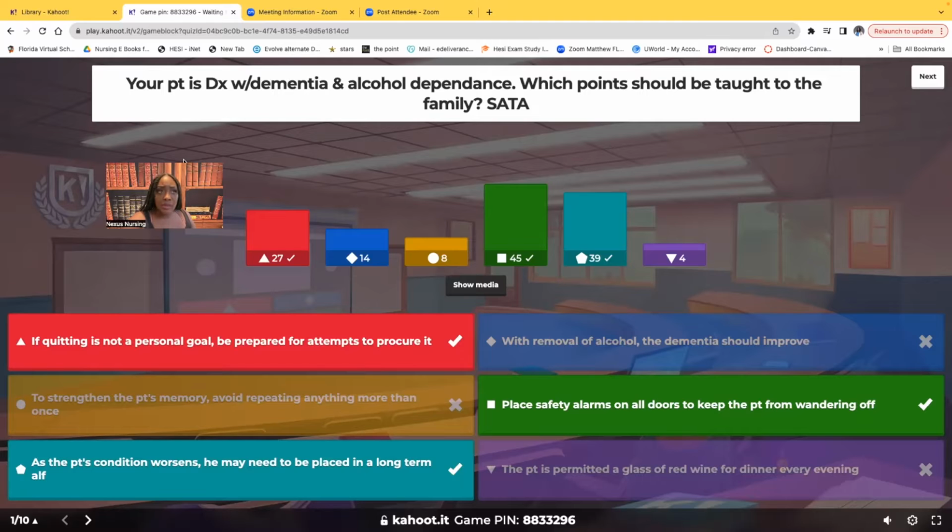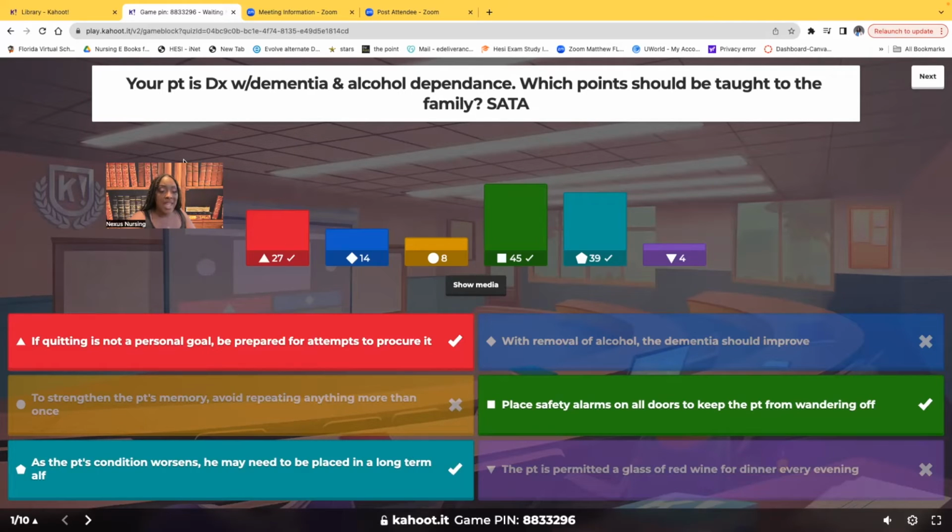Let me tell you guys something about dementia. Dementia is not delirium, okay? When we're talking about delirium, delirium can be reversed, right? Once you find the underlying cause, it could be reversed. But guess what? Dementia? There is no reversal. As a matter of fact, dementia is what's known as progressive. That means as time goes on, it only gets worse. So there is no improvement with dementia. As time goes on, it's going to get worse.